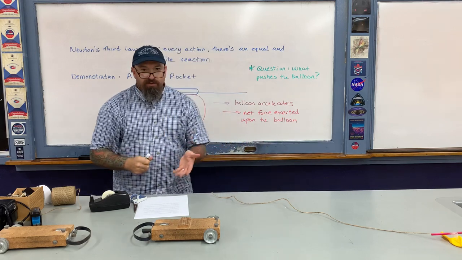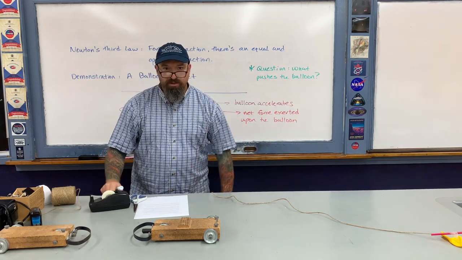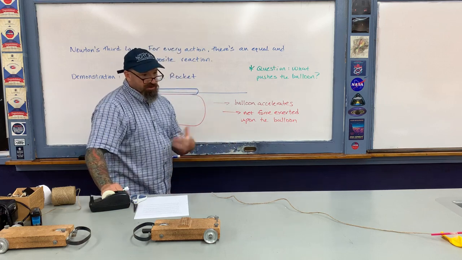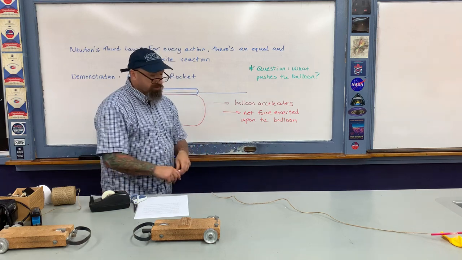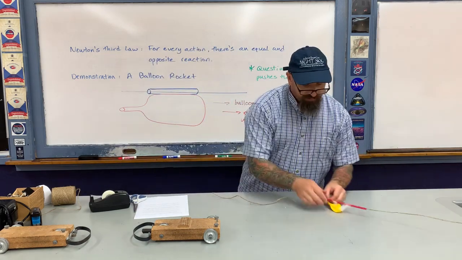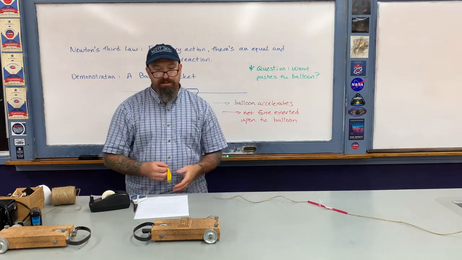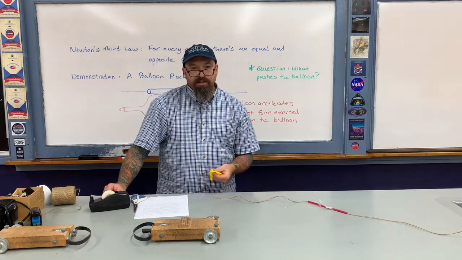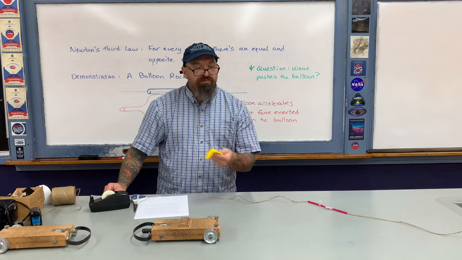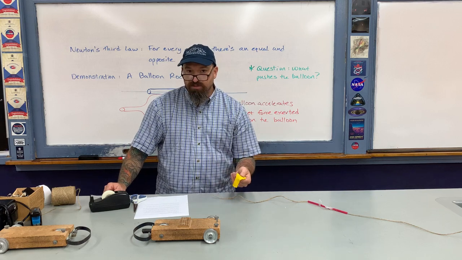Okay, now to clarify, it wasn't me. All that I did was just let go of the balloon and then the balloon accelerated. So the question is what actually pushes the balloon? Now, to answer that question, there is something about the balloon itself that we need to know. The balloon is an example of what is called an elastic object. An elastic object is something that springs back to its equilibrium position after it's been disturbed in some manner.